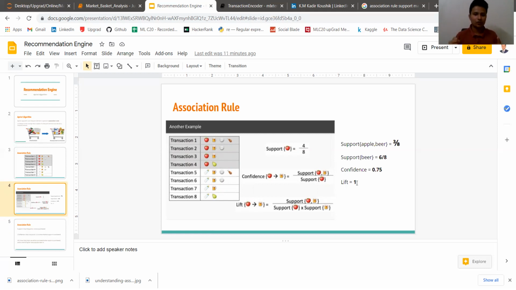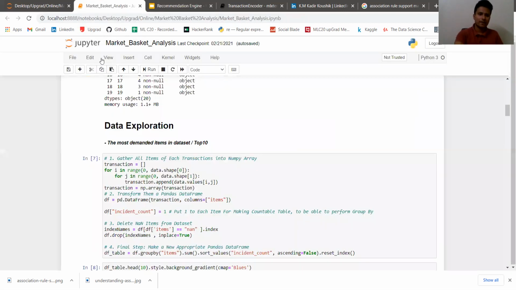But if we have a lift score of 1, it means the purchase of beer is completely independent. It has no relation to the purchase of apple or any other product. So I hope I could explain the conceptual part. Without much further ado, let's proceed towards the algorithm part.